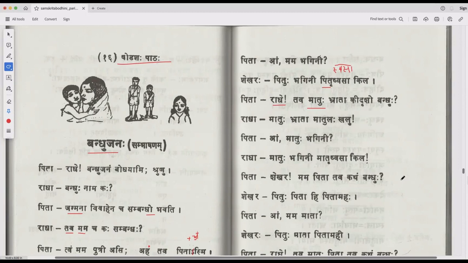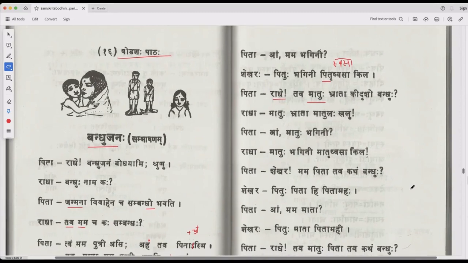What relative is your mother's brother? Now we're moving to the mother's side, maternal. Matuhu bhrata matulaha khalu. Mother's brother is matulaha, mama. Matuhu bhagini, mother's sister, matrishvasa khalu. You see the usage of these two words, khalu and kila, both mean the same thing, indeed. Matrishvasa is formed in the same manner as pitrishvasa.